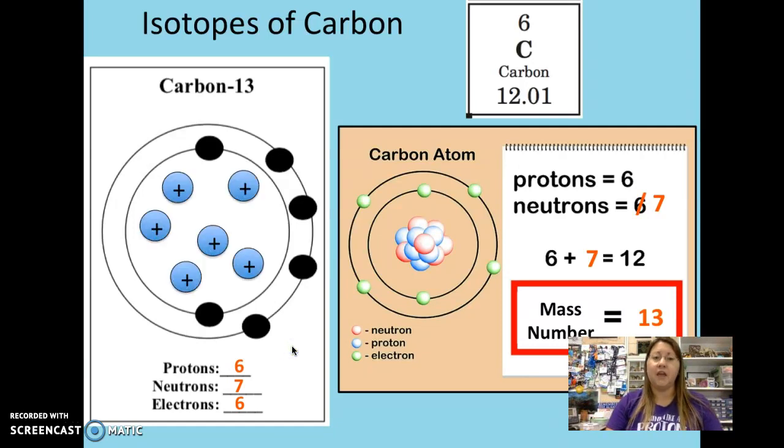So in order to present that in our Bohr model, we're going to have 1, 2, 3, 4, 5, 6 positive protons. And then we're going to have 1, 2, 3, 4, 5, 6, 7 neutrons.